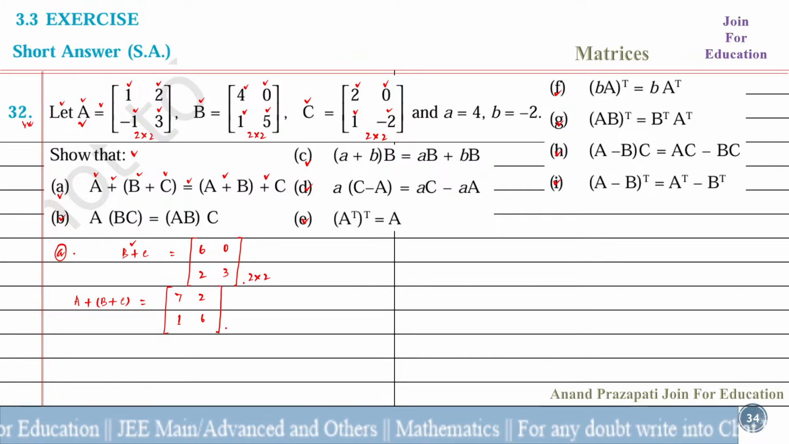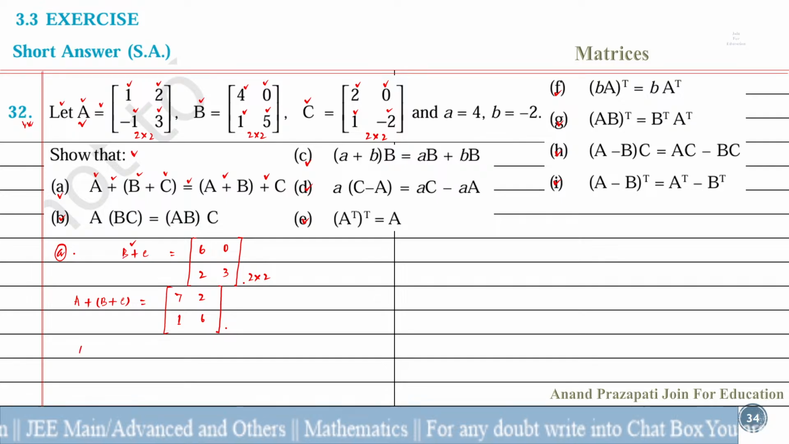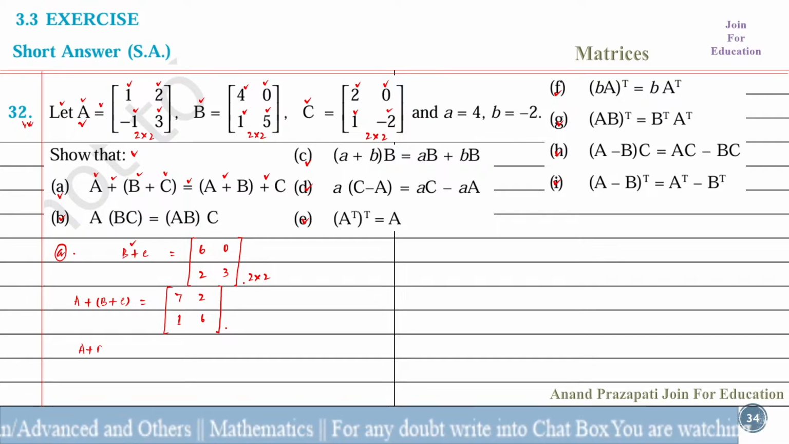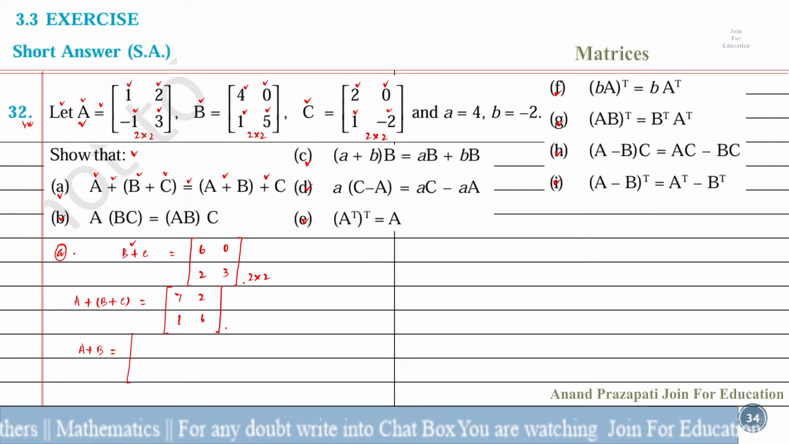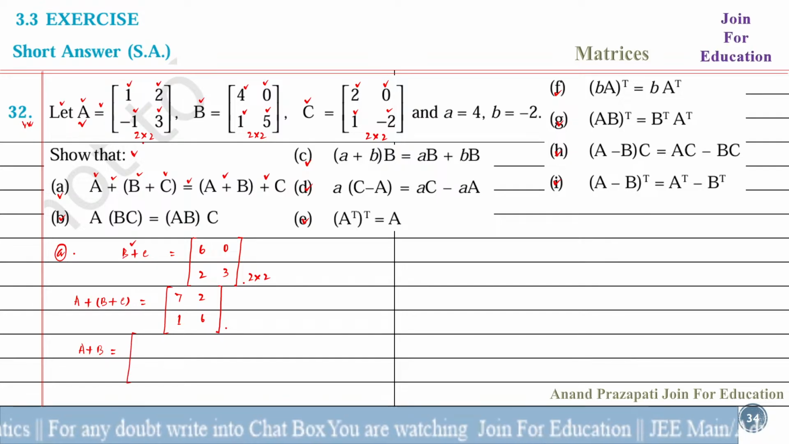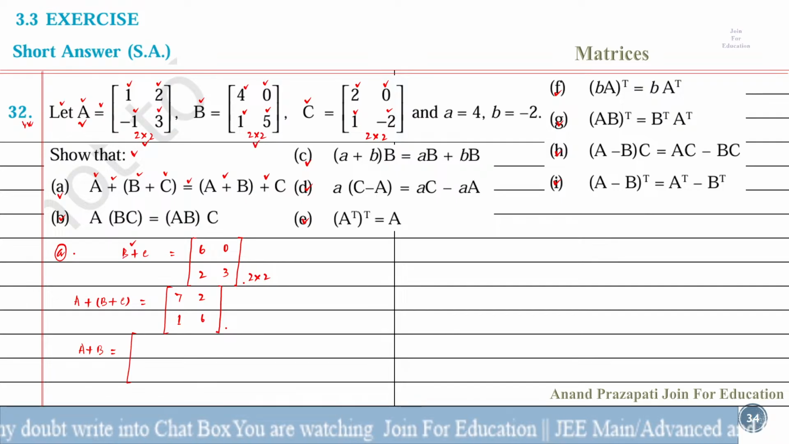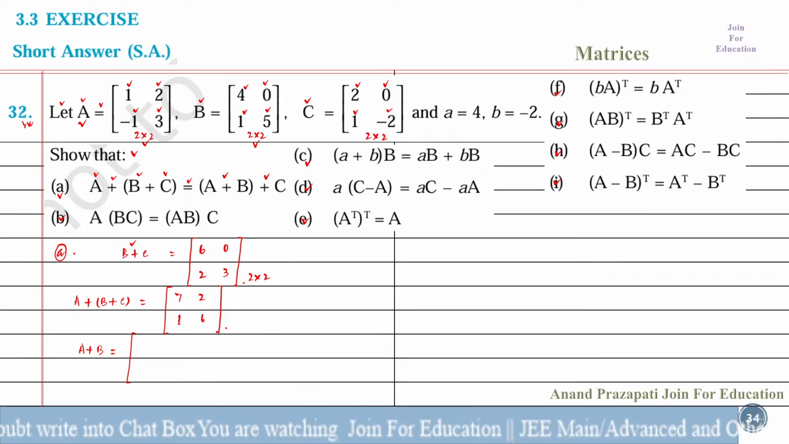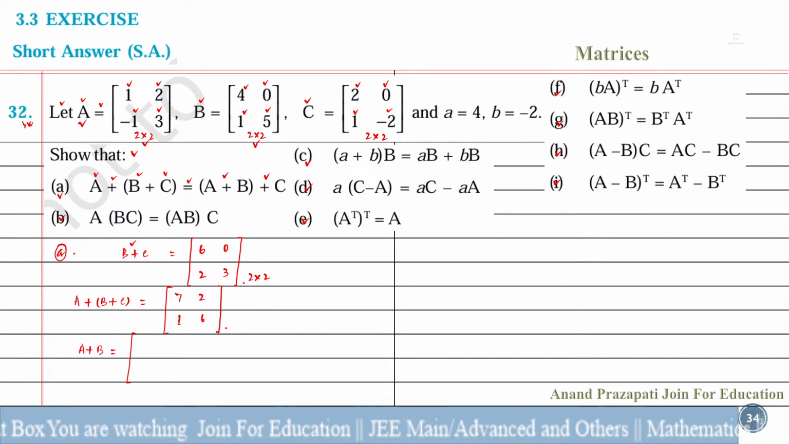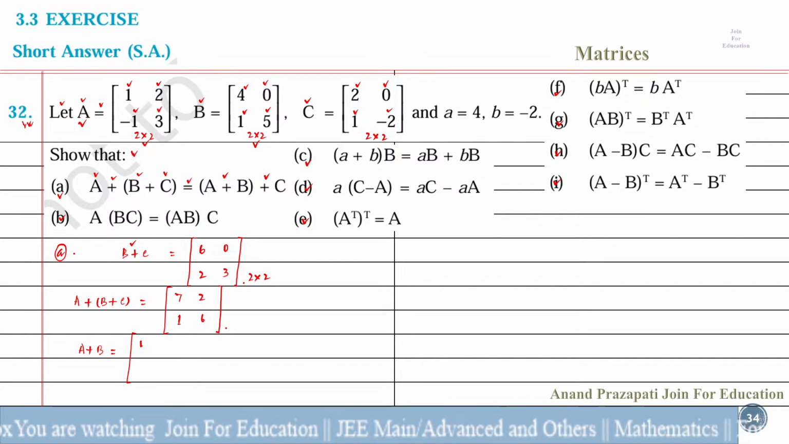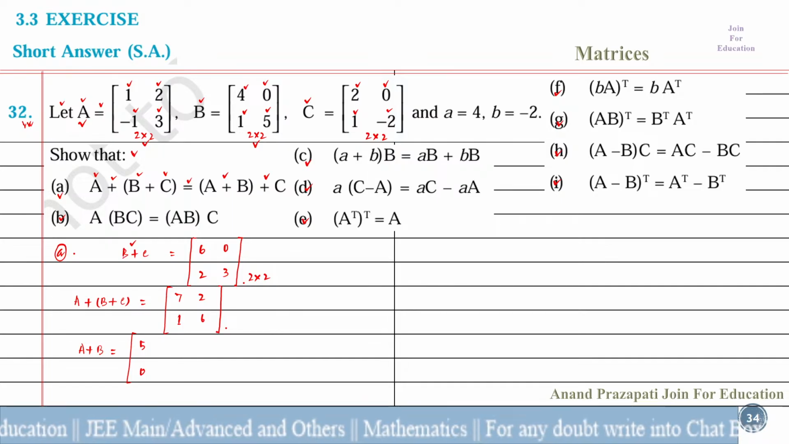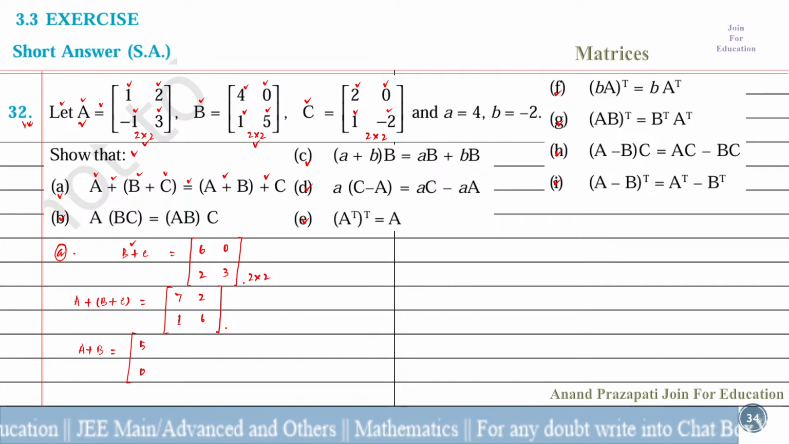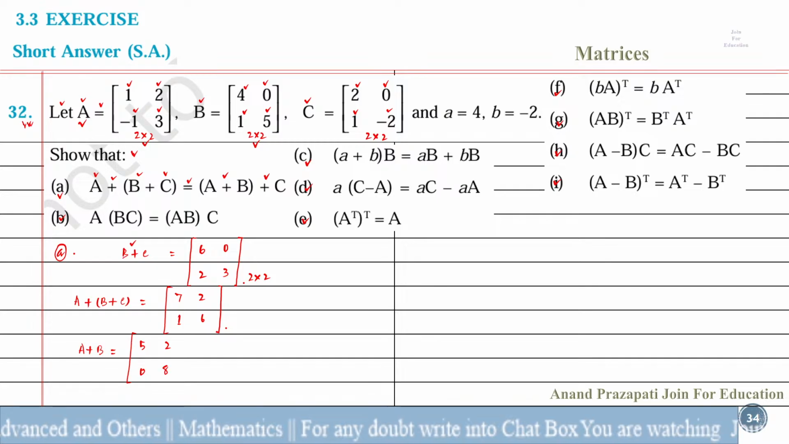Now we find out A plus B. A plus B equal to, order of A is 2 by 2 and order of B is 2 by 2. Therefore A plus B is confirmed for addition. 1 plus 4 equal to 5, minus 1 plus 1 equal to 0, 2 plus 0 equal to 2 and 3 plus 5 equal to 8.